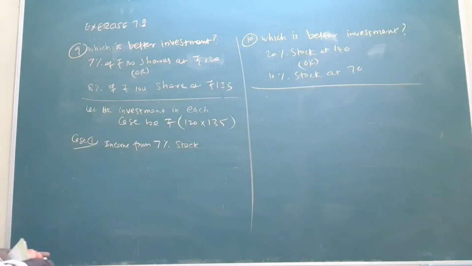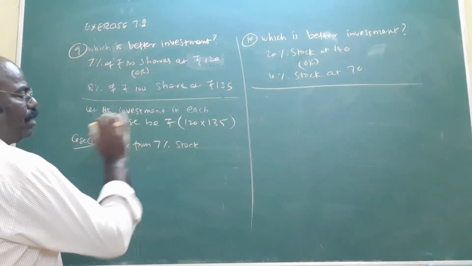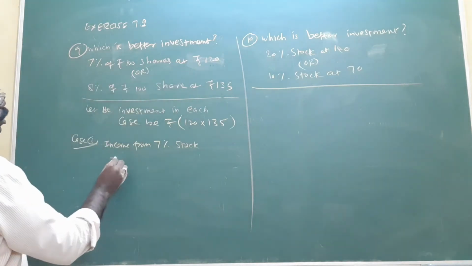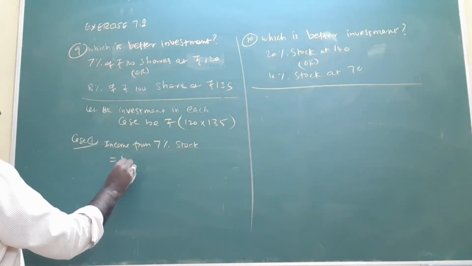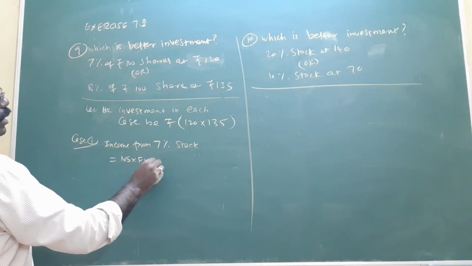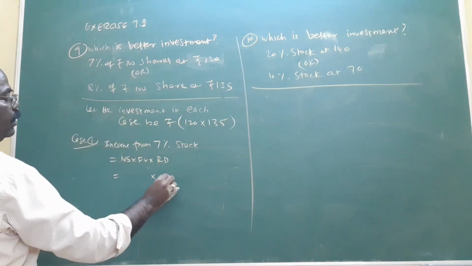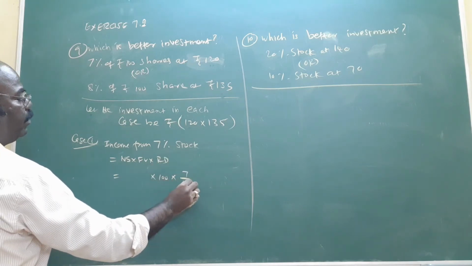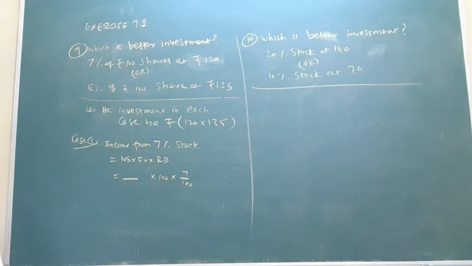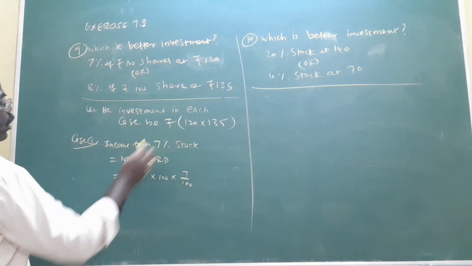Am I right? Now, income from the first company is equal to what? The same formula: number of shares into face value into rate of dividend. Face value is already given, 100. Rate is 7 by 100. Number of shares means money invested divided by market value. Money invested is what?